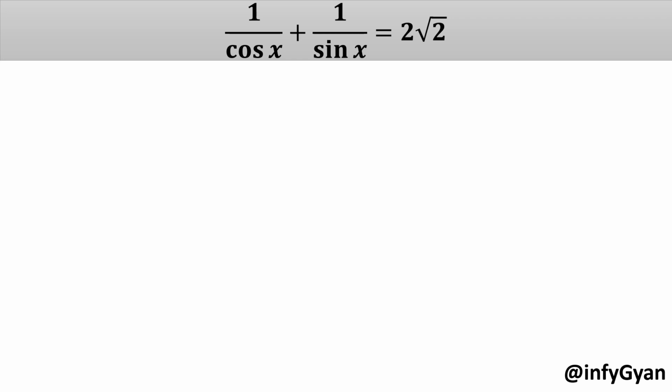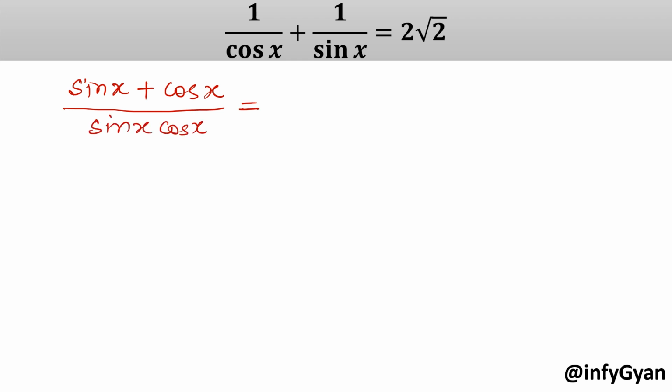Today we are going to solve one trigonometric equation. It is a problem of Olympiad. 1 over cos x plus 1 over sin x is equal to 2 root 2. I am starting this problem by taking LCM. So sin x plus cos x divided by sin x cos x is equal to 2 root 2.